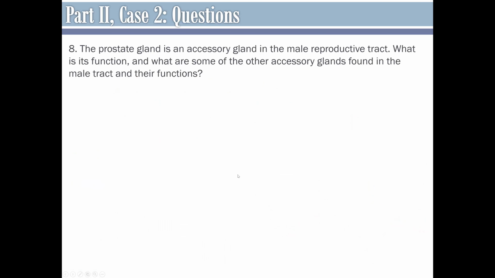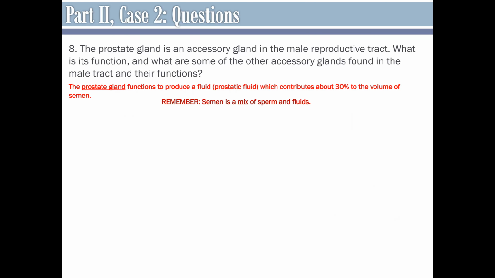Number 8, the prostate gland is an accessory gland in the male reproductive tract. What is its function, and what are some of the other accessory glands found in the male tract and their functions? So the prostate gland functions to produce a fluid called prostatic fluid, which contributes about 30% to the volume of semen. So remember, semen is a mix of sperm and fluids.